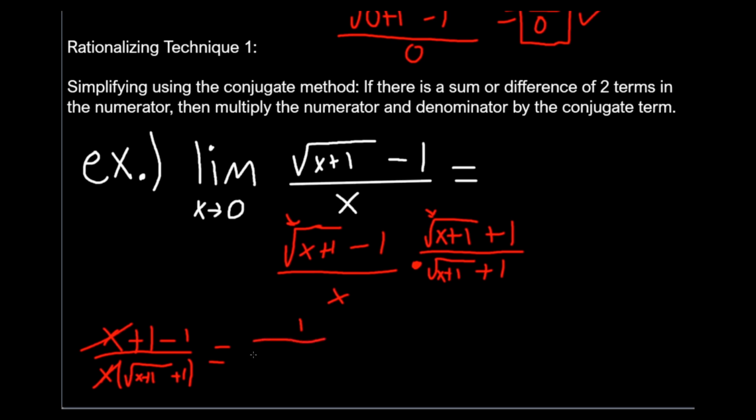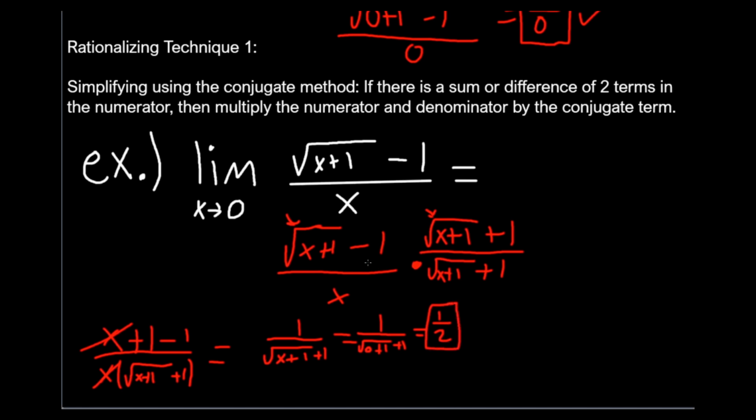1 over the square root of x plus 1, plus 1. So this is what we're left with, and now we're just going to plug it in. 1 over the square root of 0 plus 1, plus 1, which is equal to 1/2. So that is how we do this problem.